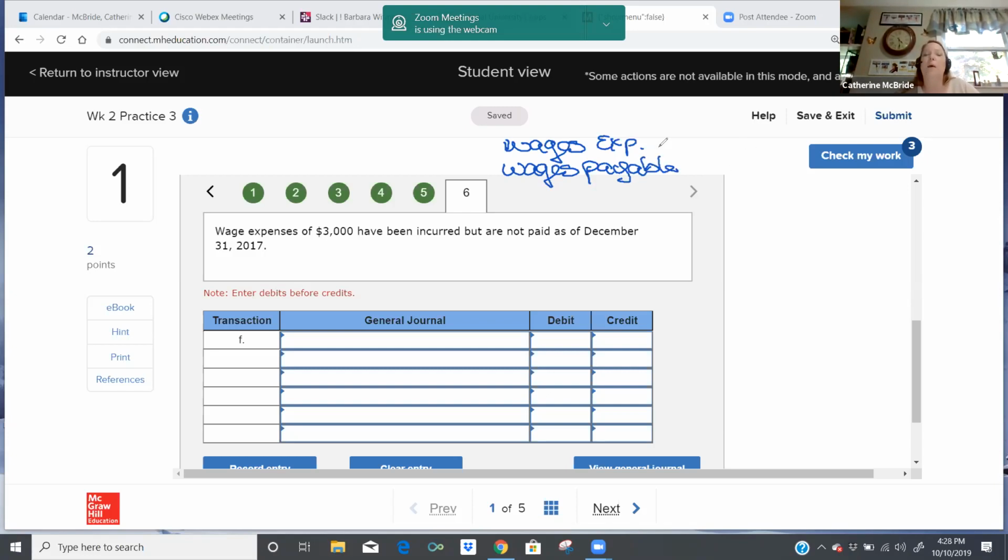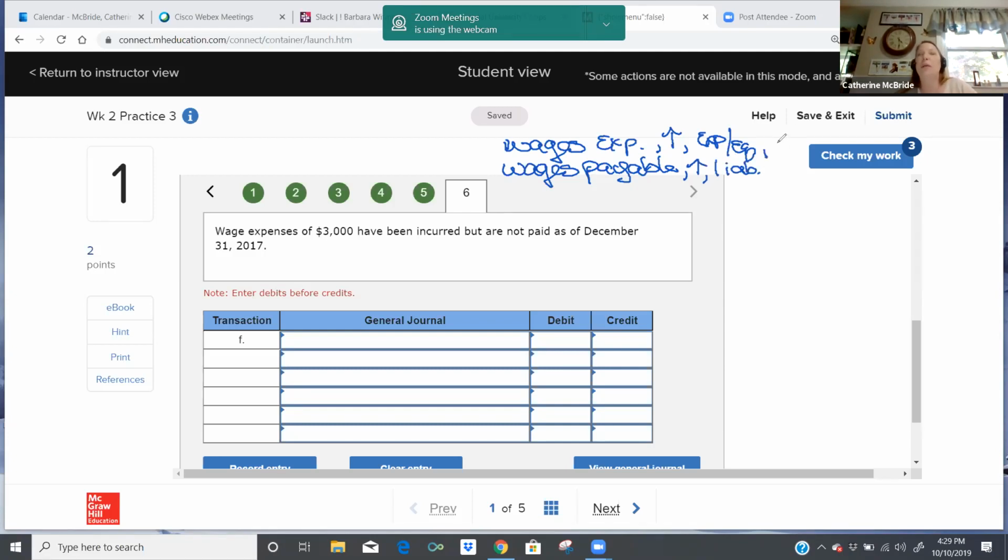Wages payable. Did our expense increase or decrease? It increased. We have more now than before. What about wages payable? Did our liability increase or decrease? It also increased. What type of account is wages expense? It's an expense and it's part of equity. What type of account is wages payable? We owe something. It's a liability.